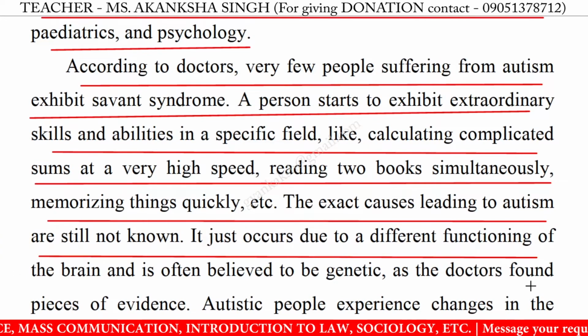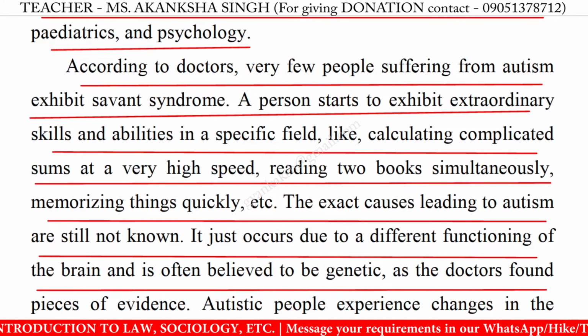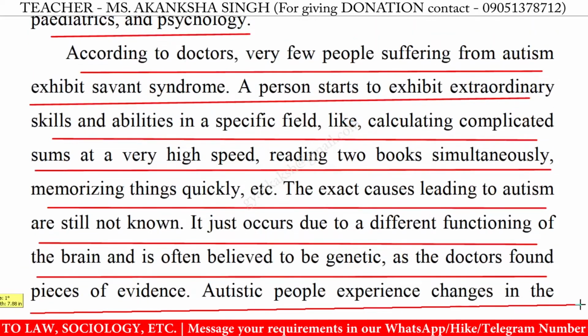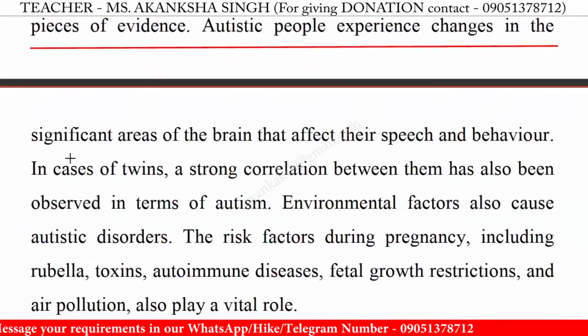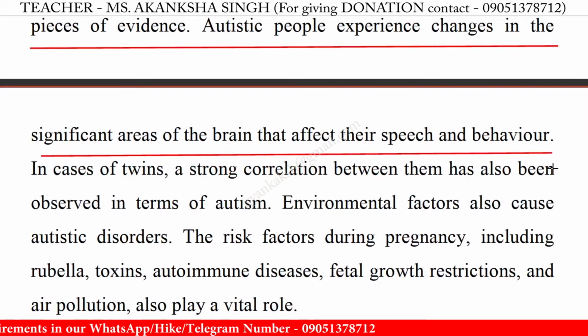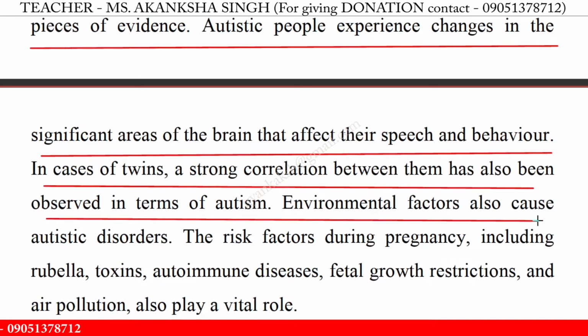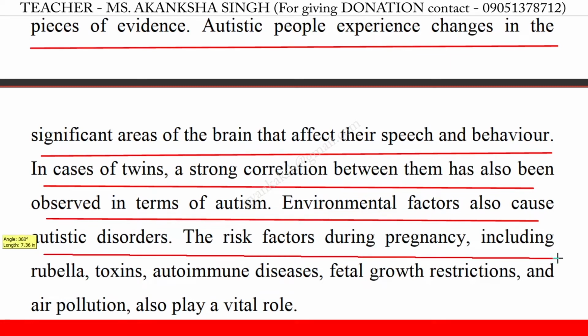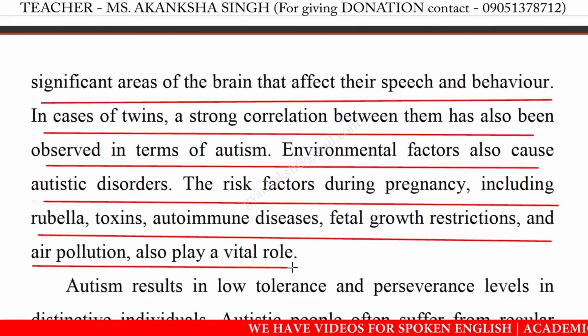The exact causes leading to autism are still not known. It just occurs due to a different functioning of the brain and is often believed to be genetic, as the doctors found pieces of evidence. Autistic people experience changes in the significant areas of the brain that affect their speech and behavior. In cases of twins, a strong correlation between them has also been observed in terms of autism. Environmental factors also cause autistic disorders. The risk factors during pregnancy, including rubella, toxins, autoimmune diseases, fetal growth restrictions, and air pollution, also play a vital role.